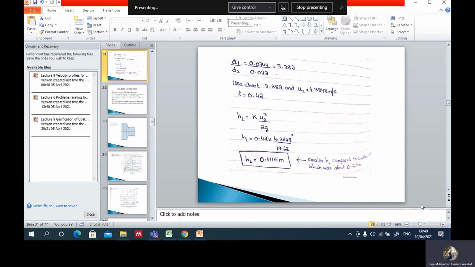Sudden contraction, 0.42. And what was it coming in the sudden enlargement? 0.75 something. So once I apply HL is equal to KU2 square upon 2G, I can get a value 0.415 meter. This energy loss was 0.7 something meter in a sudden enlargement. So hence a smaller HL compared to sudden enlargement, which was about 0.755. So in short, a sudden contraction will always have less energy loss than an expansion. Contraction के अंदर आपकी जो energy loss होगी वो हमेशा expansion के निस्बतन कम होगी.